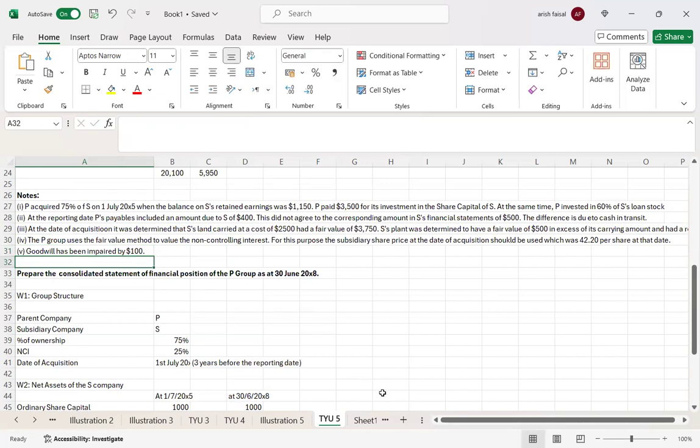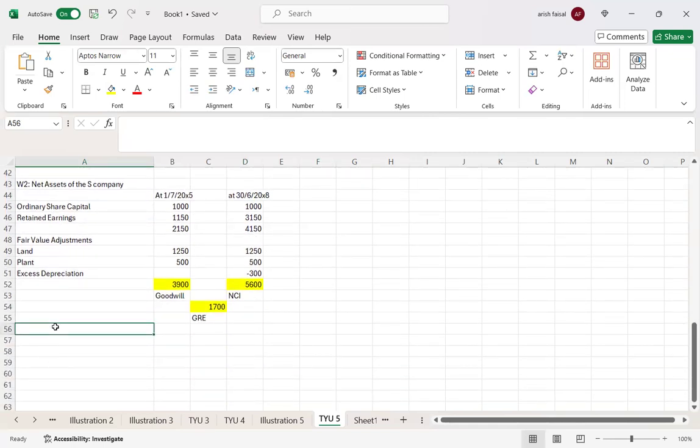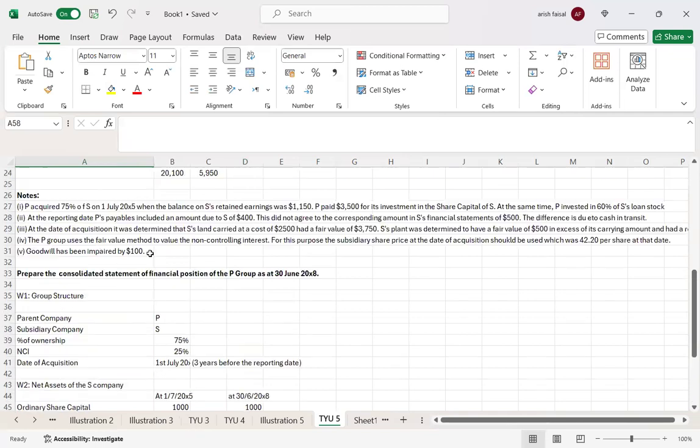Okay. So now once you are done with the net assets, you have to move towards the next working, which is your goodwill, right? So now we need to understand over here that P paid 3,500 for its investment in the share capital of S. Okay. So basically for the investment, 3,500 has been paid in cash.